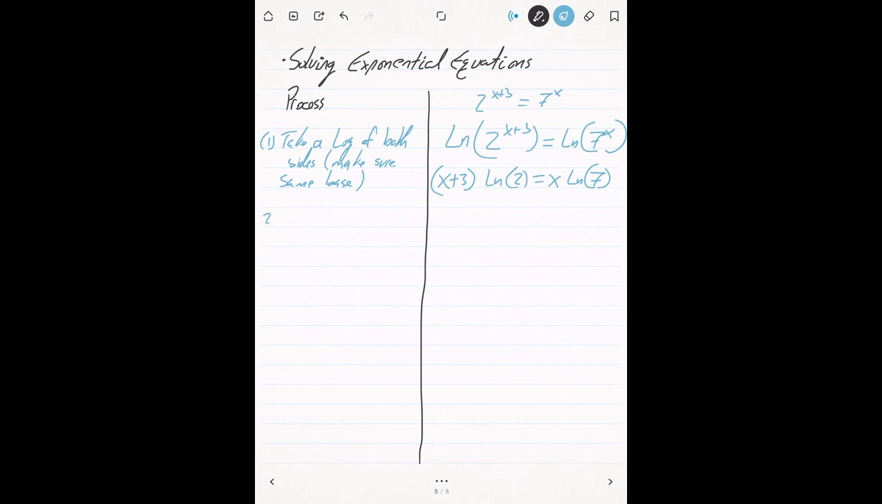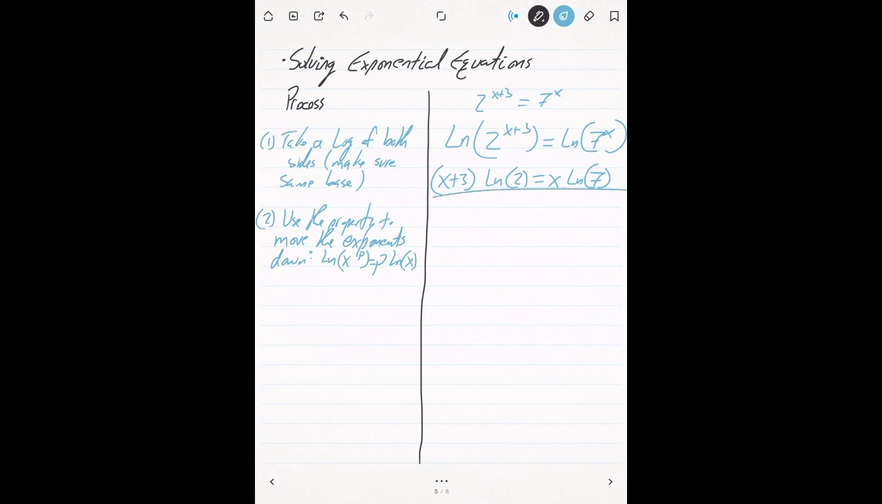Once you have that, use the property to move the exponents down. By that, the property was, and I'll rewrite it here, the natural log of x to the p power equaling p times the natural log of x. So this is the property that's going to be central to us solving logarithmic equations.